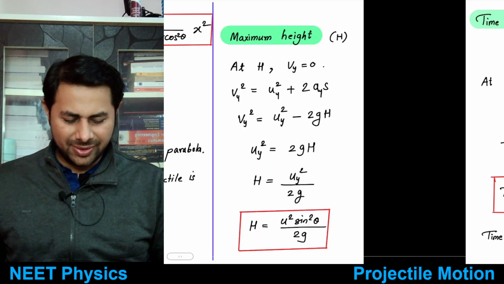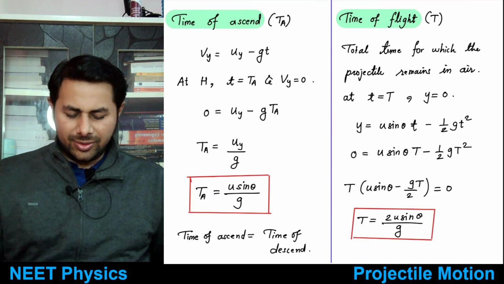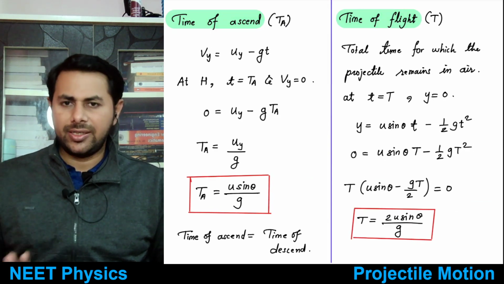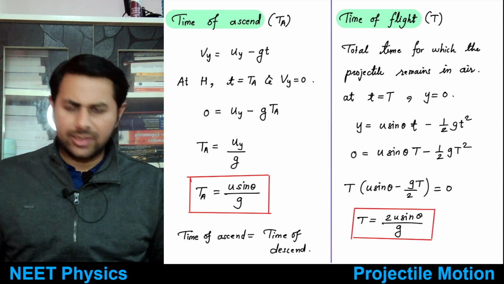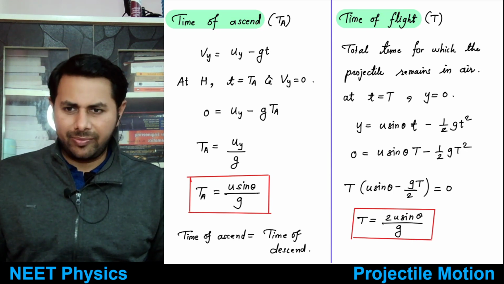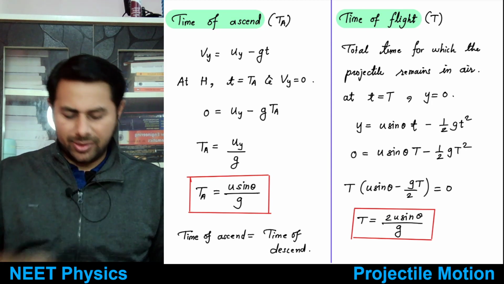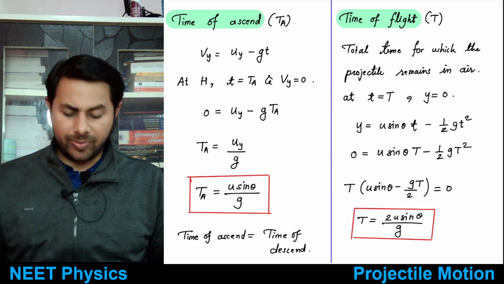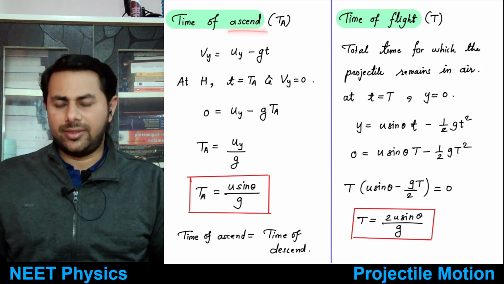All right, good. So next we want to find out the time of ascent. Now what is ascent? The meaning is clear from the name, right? It's moving up. So the time till which the projectile keeps on moving up is known as the time of ascent.